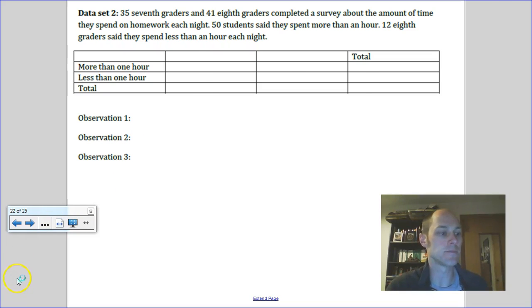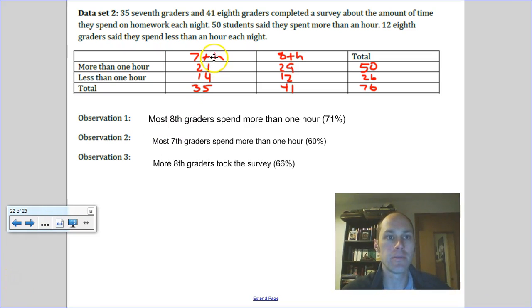So pause it now. I made my chart based on 7th graders and 8th graders. There are 35 7th graders and 41 8th graders completing a survey about the amount of time they spent on homework. 50 said they spent more than an hour, and 12 8th graders said they spent less than an hour. So that left 29 8th graders doing more than 1 hour, which left 21 7th graders for that category, which meant there were only 14 left over for less than 1 hour.